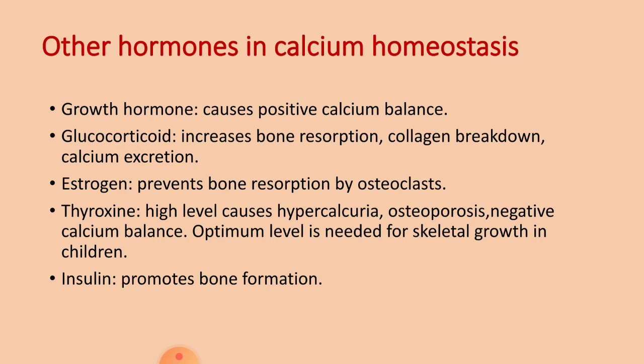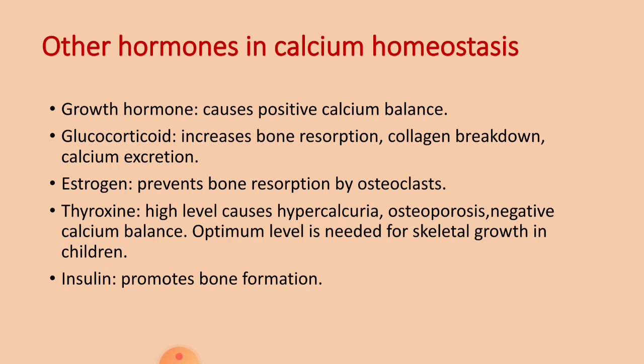Now, something about other hormones. As I have promised at the beginning of my class, that today we will learn something about the role of other hormones in calcium homeostasis. So, let us focus on that. In brief, we will discuss what are the other hormones which are not actually calcitropic hormones. Their functions, their activities are something else. Their major functions related to some different organs, but they contribute indirectly or to some extent in calcium homeostasis also.